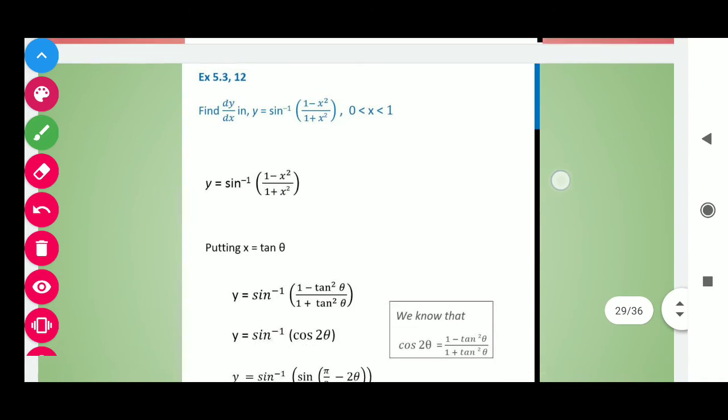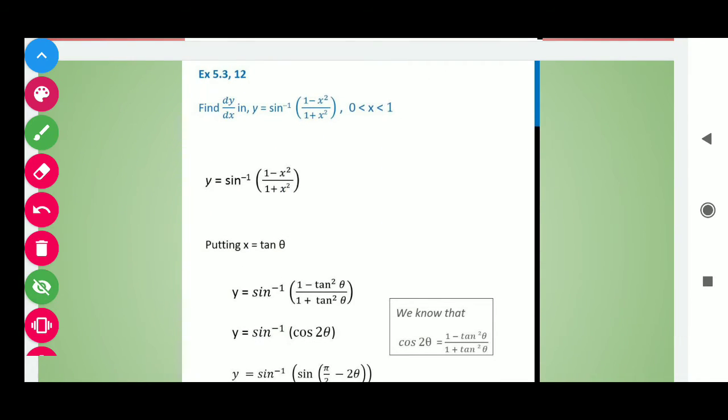Here we have the next question. Find dy by dx in y is equal to sine inverse of (1 minus x squared) over (1 plus x squared), and here x lies between 0 and 1. This is a similar question. Here first notice this one formula that we have already studied: cos 2 theta is equal to (1 minus tan square theta) over (1 plus tan square theta).